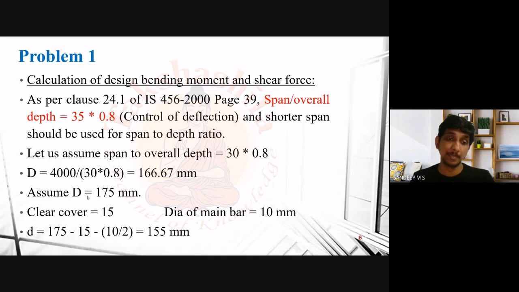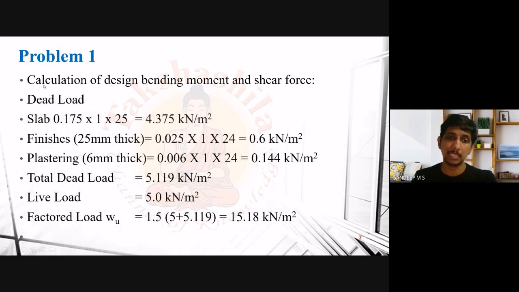Anyway, here we are making an assumption of overall depth equal to 175 millimeters, and we are assuming a cover of 15 millimeters. Then again, we are assuming the diameter of main bar to be 10 millimeter. So as we have done in the previous cases, now I am just calculating the effective depth, which is equal to my overall depth minus my clear cover minus half of the diameter of my main bar. Okay, so that will give me 155 as my effective depth. So right now I have the effective depth with me. Now I am just calculating the moments.